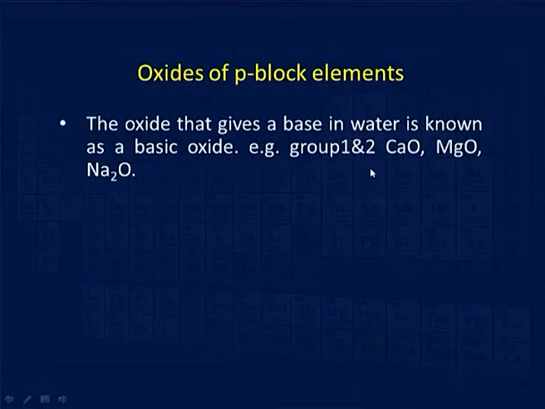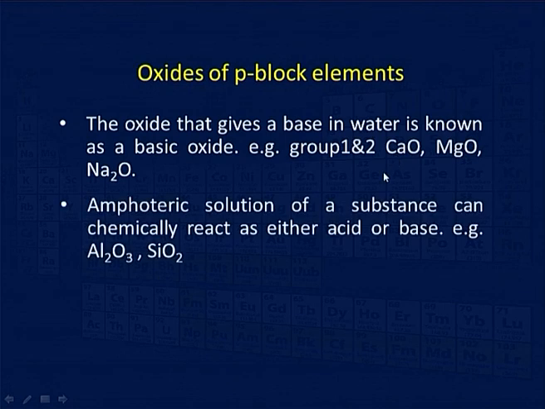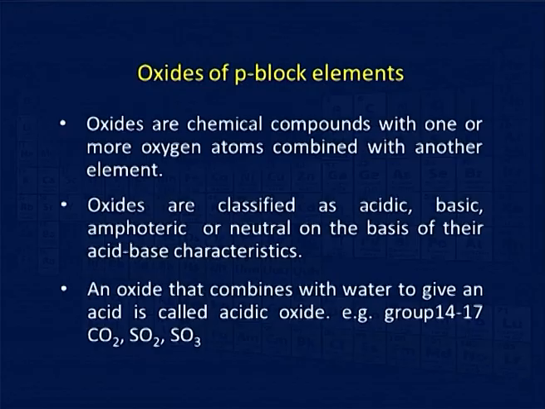The oxides that give a base in water are known as basic oxides, like calcium oxide, magnesium oxide, sodium oxide. An amphoteric substance can chemically react as either acid or base, for example, alumina, the aluminium oxide, and silica, the silicon oxide. So, these oxides of calcium and magnesium are the basic oxides, and the acidic oxides of group 14 to 17 are carbon dioxide, sulfur dioxide and sulfur trioxide, and the third category is amphoteric, alumina and silica.